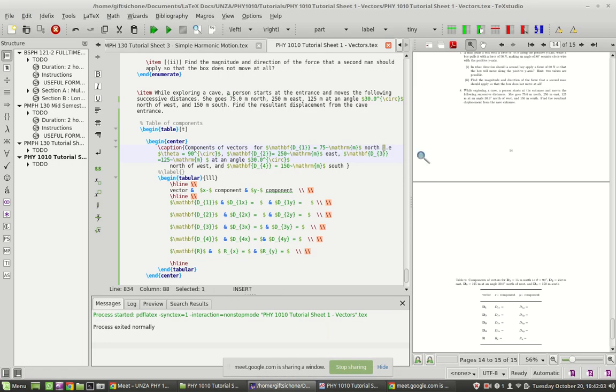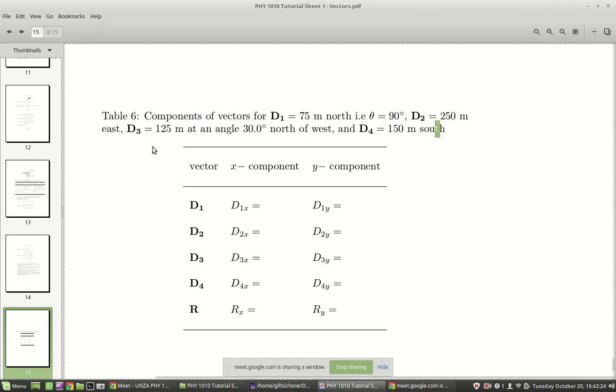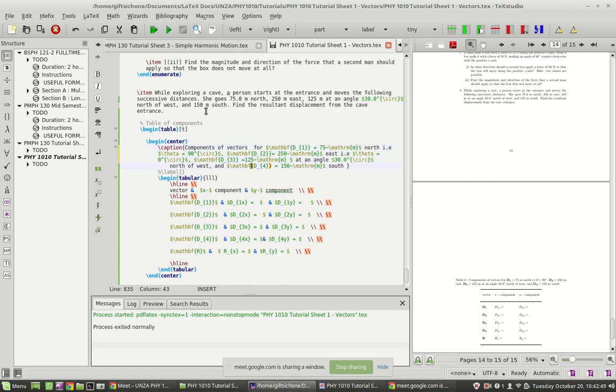Then for D2, what is the angle? D2 is east. Between D2 and the x-axis, how much is the angle? D2 makes an angle of 0 degrees.